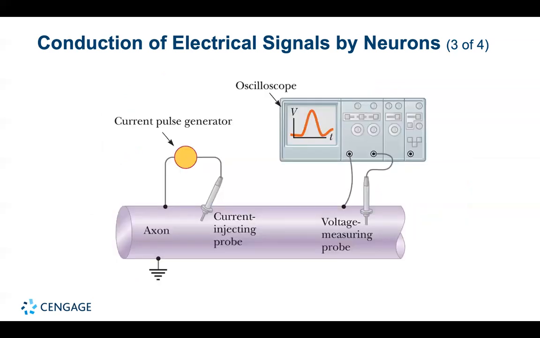So here in the figure, we have an axon that is stimulated electrically. The left probe injects a short pulse of current, and the right probe measures the resulting action potential as a function of time. The axon, which is an extension of the neuron cell, conducts electrical impulses away from the cell body. Some axons are extremely long in humans. For example, the axons connecting the spine with the fingers and toes are more than 1 meter long.